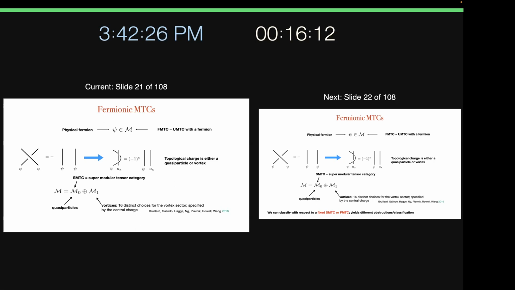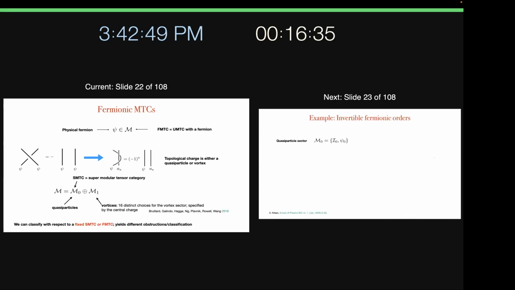So a nice result, which was, I guess, proven in 2016, is that if you have one modular extension of M0, then you can always find 16 distinct modular extensions. And so when we do our classification, this will be one piece of data that has to sit inside our whole classification table at the end of the day. So watch out for that. Oh, did I skip something?